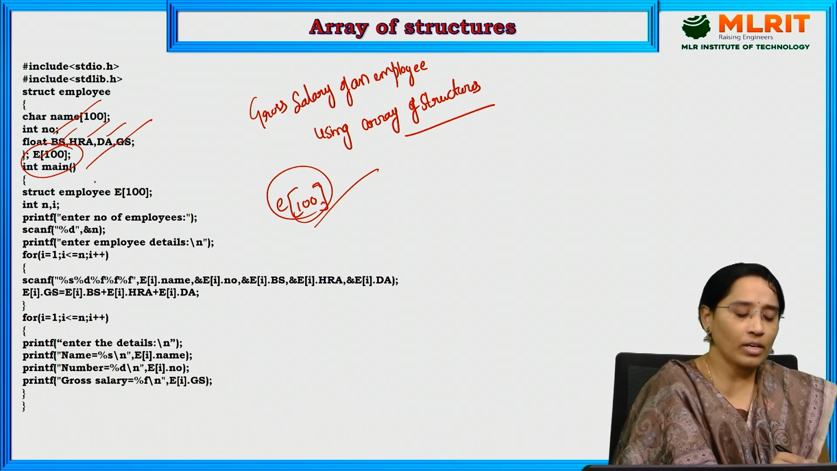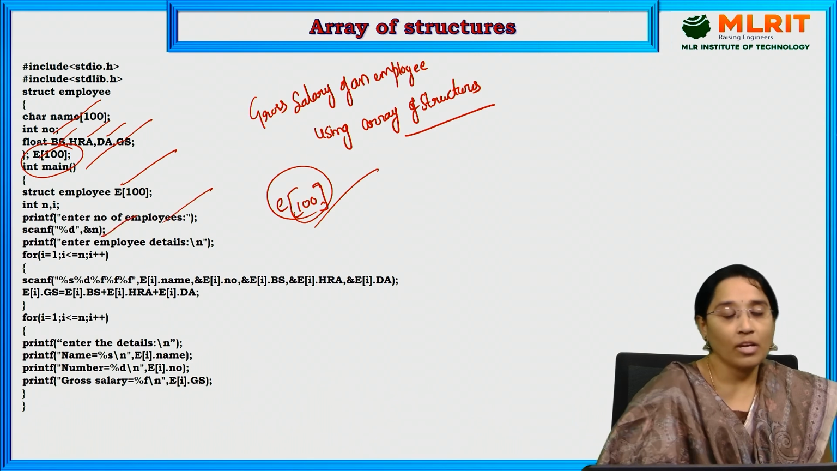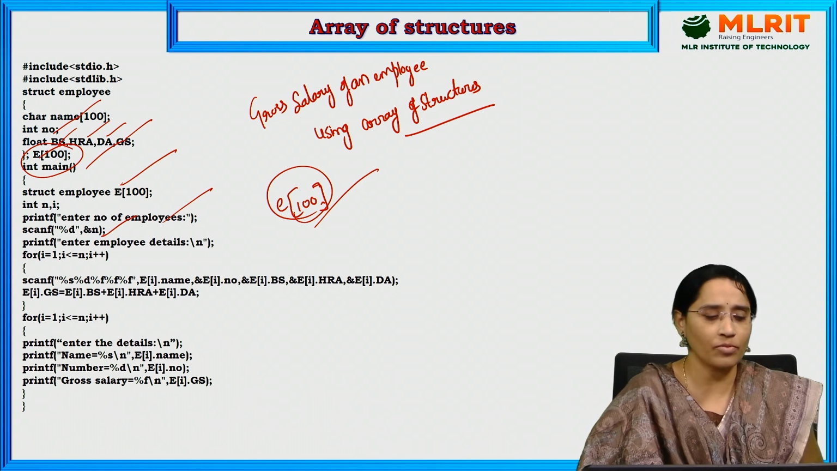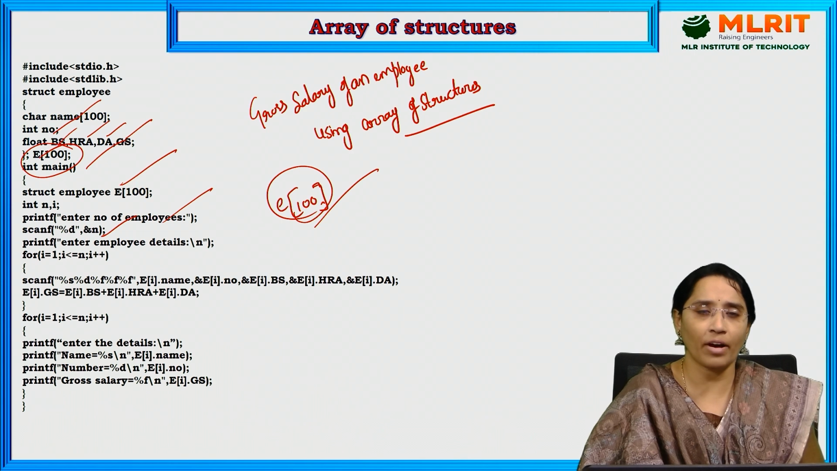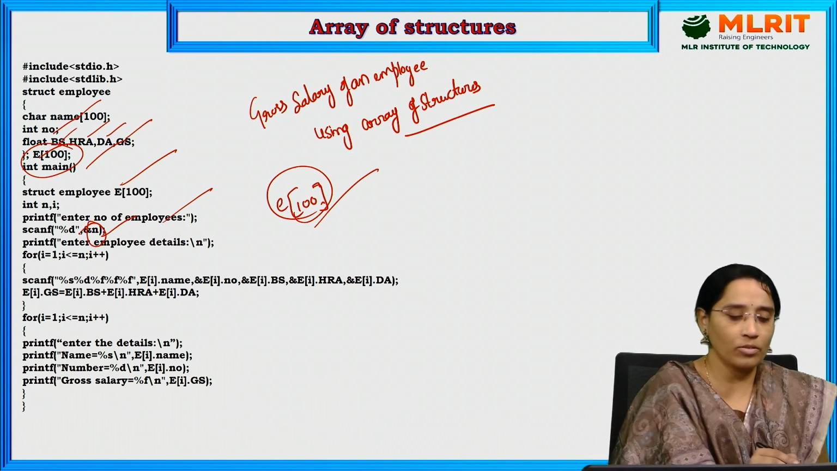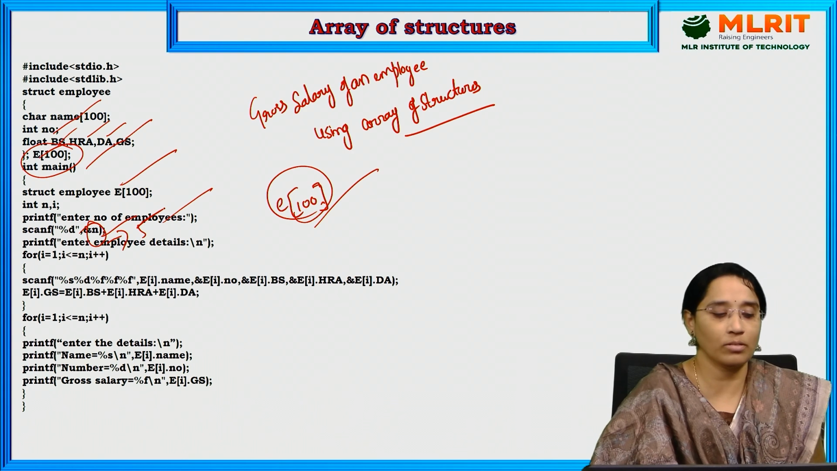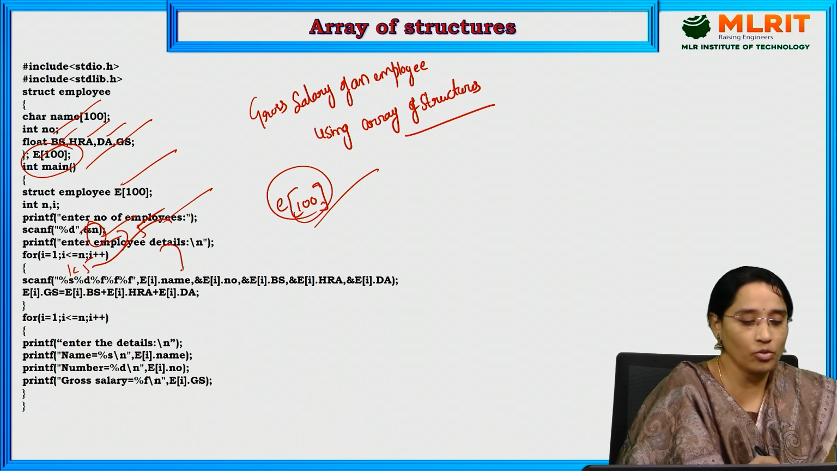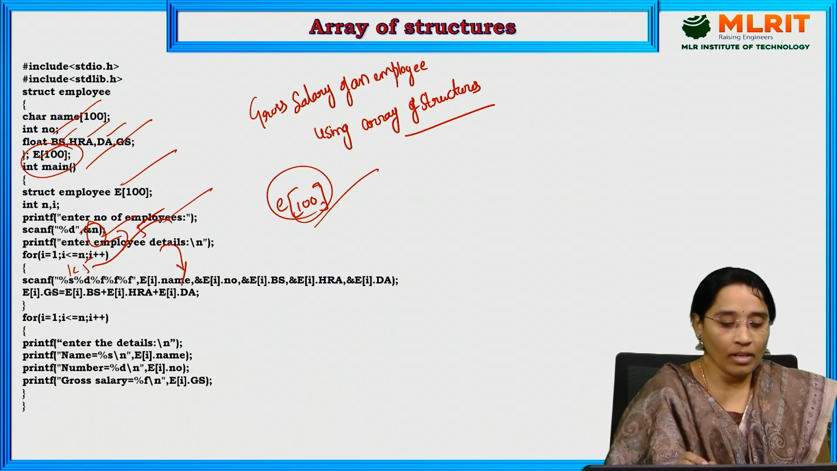Int main, struct employee E of 100, printf enter number of employees, scanf. Even though we have taken the size as fixed for 100 employees, you can change it based on your convenience. Suppose I will calculate the gross salary only for 10 employees or for 5 employees. So at runtime I will write scanf percent d comma address of n. So I will calculate only for 5 employees. Enter the employee details: for i is equal to 1, i less than 5, condition true. So what is it? It is an array of structures.